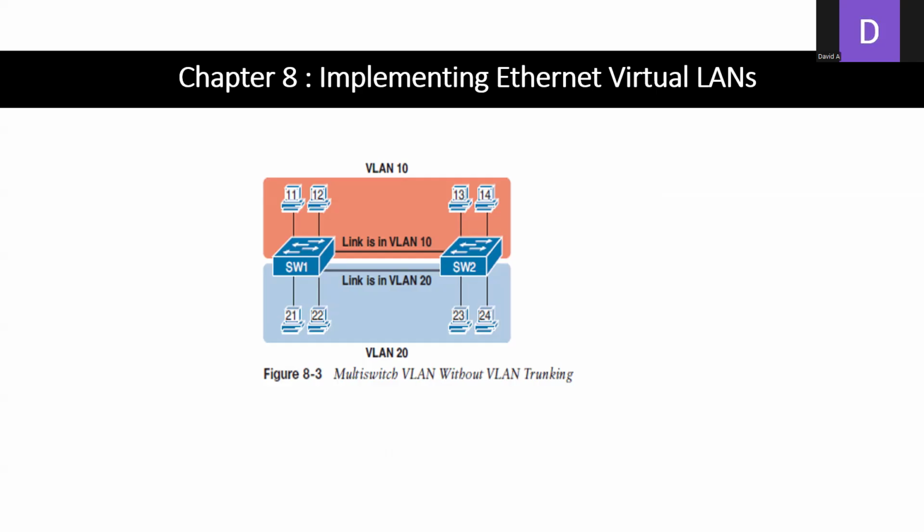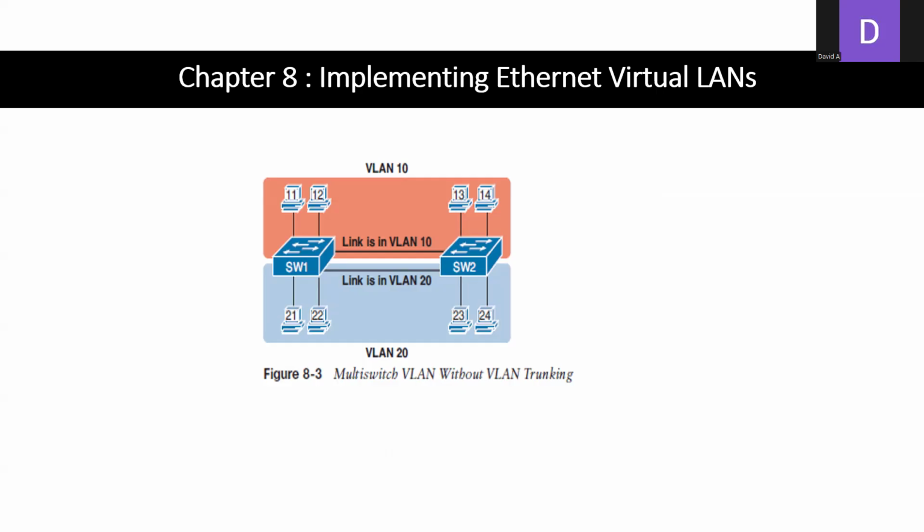VLAN trunking causes the switches to use a process called VLAN tagging, by which the sending switch adds another header to the frame. We'll look at this in a packet capture when we do our lab. You're going to see that tag on each frame before it's sent out over the trunk. This extra header that's added is going to have the VLAN ID, aka the VLAN identifier.